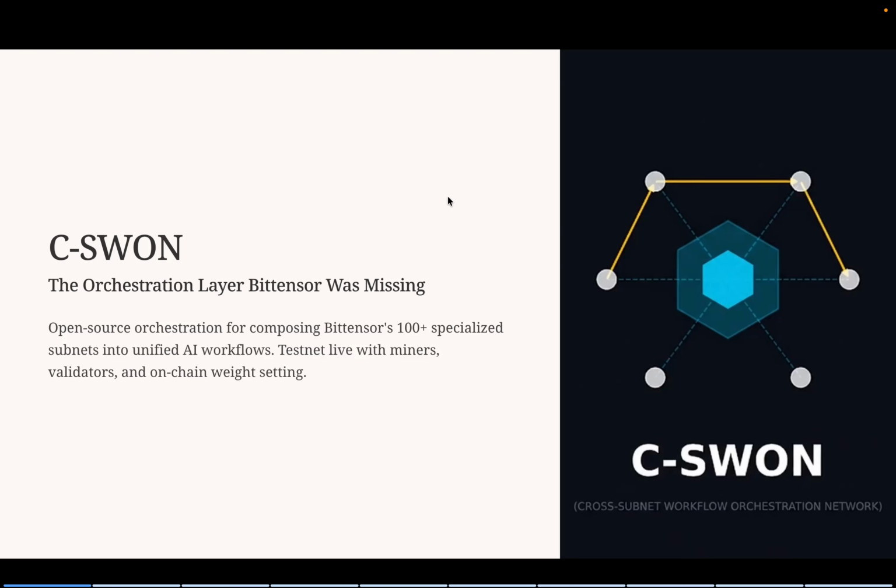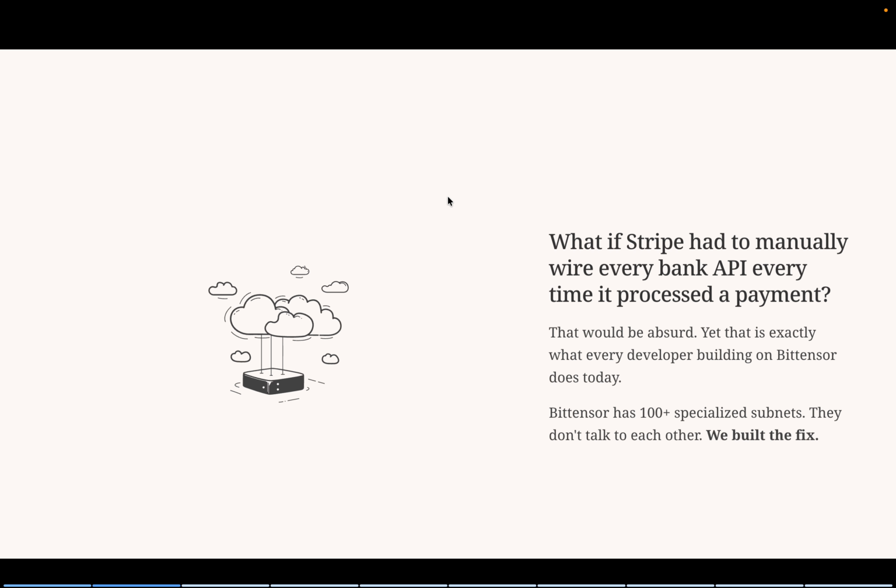So, what is C-SWON? C-SWON is the orchestration layer Bittensor was missing. It is like saying we are building the operating system for Bittensor's AI economy. Let's assume, what if Stripe had to manually wire every bank API every time it processed a payment?